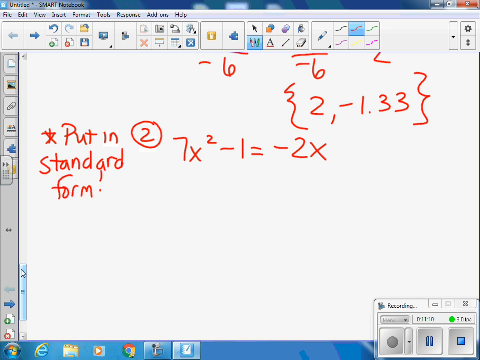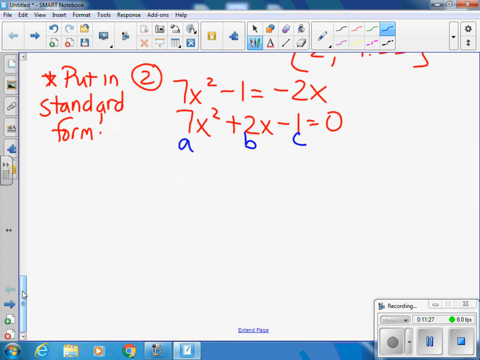All right, so once we move the minus 2x over, we're going to have 7x squared plus 2x minus 1 equals 0. Now we have it in standard form. Our a value is 7, our b value is positive 2, and our c value is negative 1. Now you can start plugging it into the quadratic formula to get your two roots.